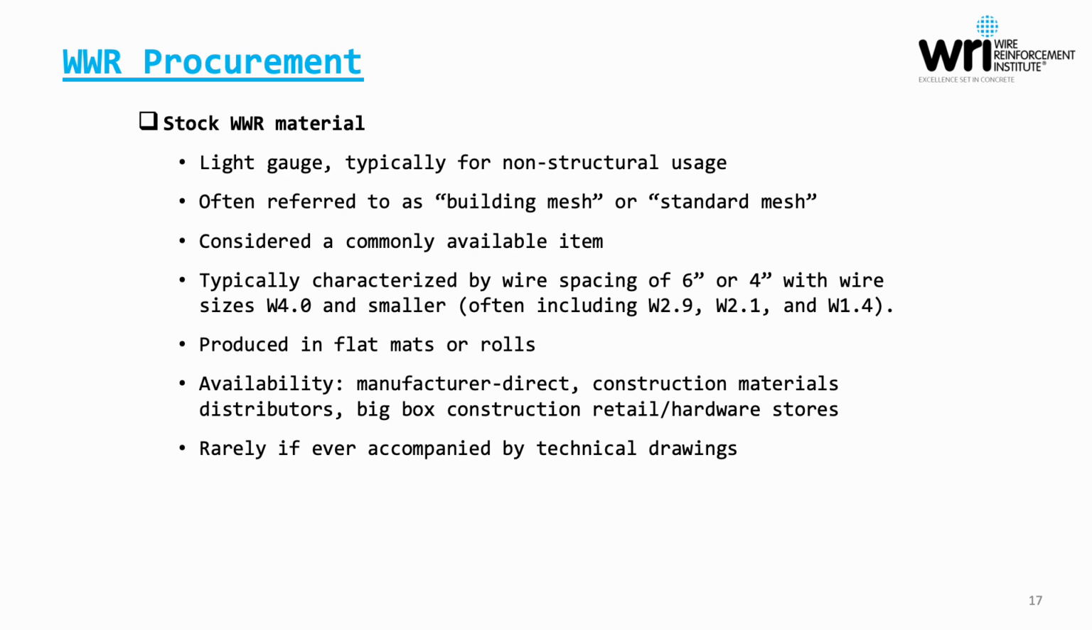Normally, this material is produced in flat mats or rolls. Availability-wise, you could get it manufactured direct, but you will also see the material available from construction materials distributors, as well as some big box construction retail hardware type stores. Rarely, if ever, are you going to see this material accompanied by a technical drawing because it is a repetitive spacing in both directions and a repetitive wire size in both directions. So the sheet style itself is quite straightforward.